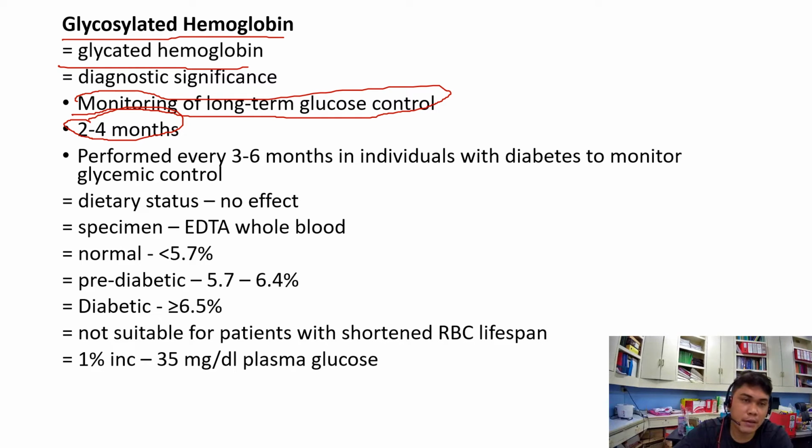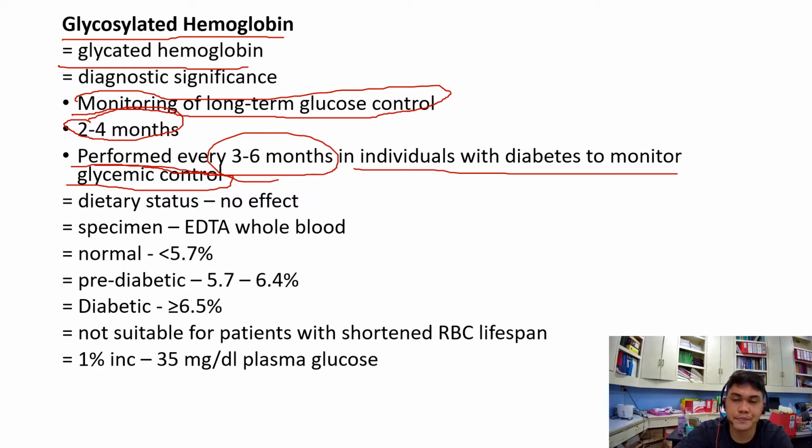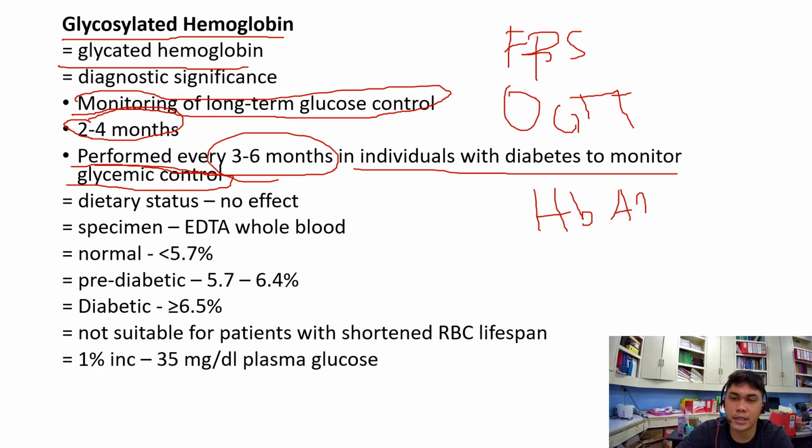And glycosylated hemoglobin is usually performed every 3 to 6 months in individuals with diabetes to monitor glycemic control. So usually, glycated hemoglobin is used to monitor, but you can also use this one to diagnose diabetes. To diagnose diabetes, you have three tests: FBS, OGTT, the 2-hour OGTT specimen, and your HbA1c or A1c, or your glycosylated hemoglobin.